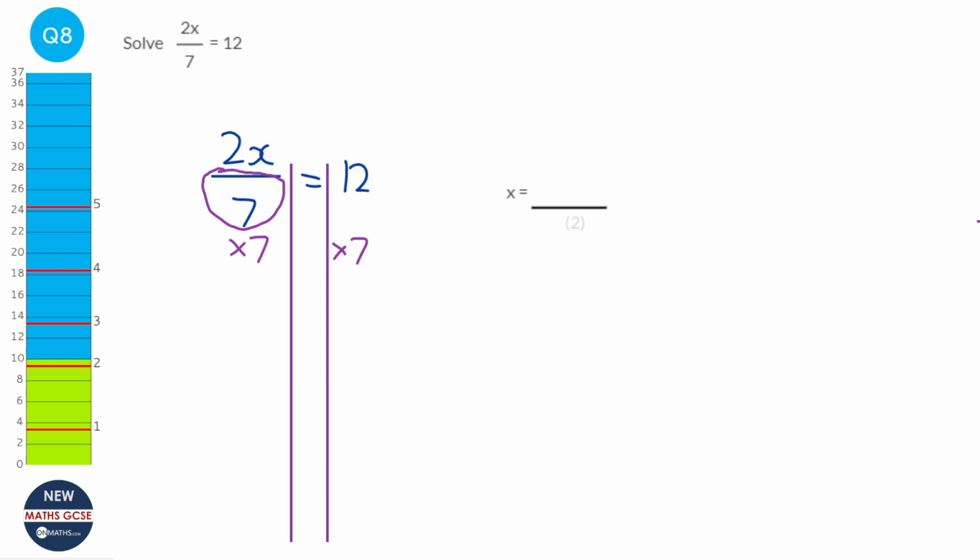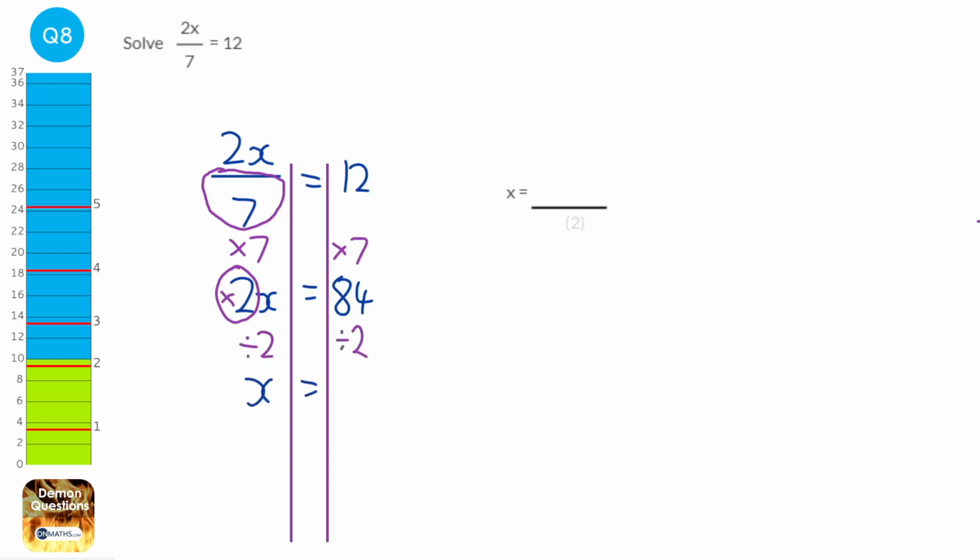So on the left hand side we've got this 2x. On the right hand side we've got 12 times 7, which is 84. Next thing we need to get rid of is this 2. Well, that's a times 2, so the opposite of times 2 is divide by 2. So we've got x equals 84 divided by 2, which is 42.